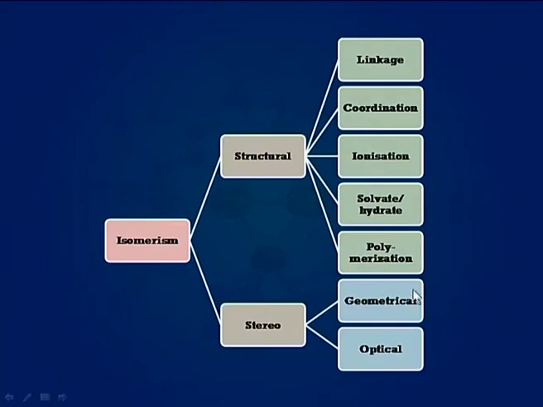Here you can see isomerism can be subdivided in two parts, structural isomerism and stereoisomerism. Different types of structural isomerism we have discussed in last lecture. Today we will be discussing a type of stereoisomerism, that is geometrical isomerism.